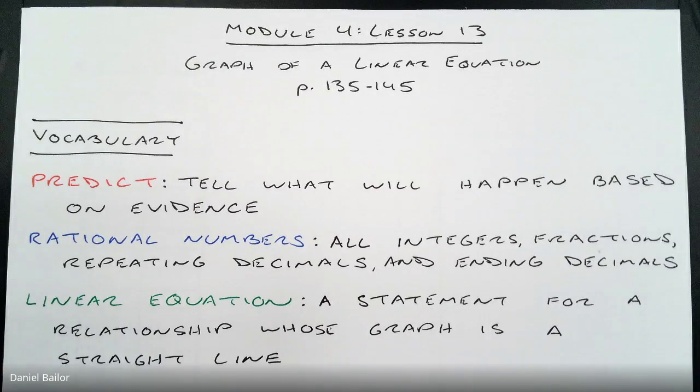Next term is rational numbers. Rational numbers are all integers, that means whole numbers, all fractions, all repeating decimals, and all terminating or ending decimals, decimals with an end. That sounds like a lot, so you might be asking, what's an irrational number? Well, an irrational number is like pi.